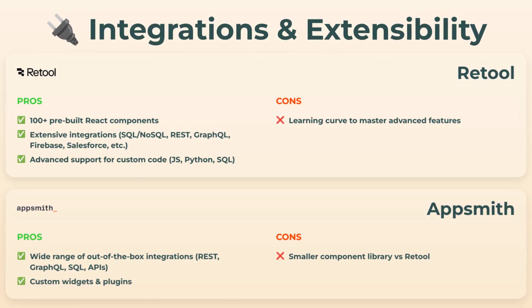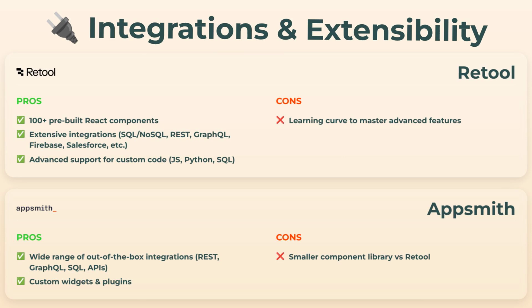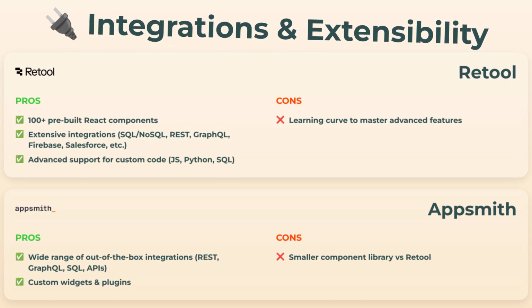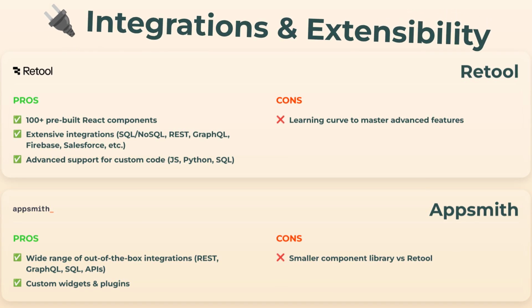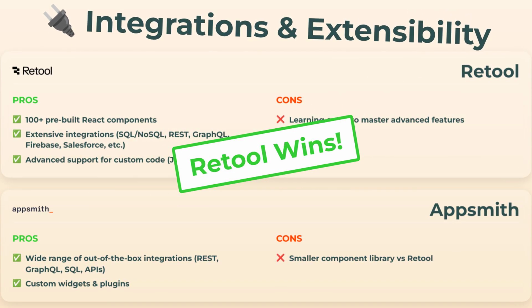With Appsmith, it's honestly pretty well stacked too. Tons of built-in integrations: REST, GraphQL, SQL, and plenty of API support. There's custom widgets and plugins too. But if we're being real, their component library is a bit smaller compared to Retool's buffet of options. So, on integrations, Retool edges out a win.